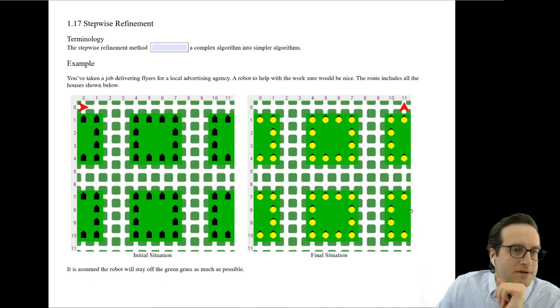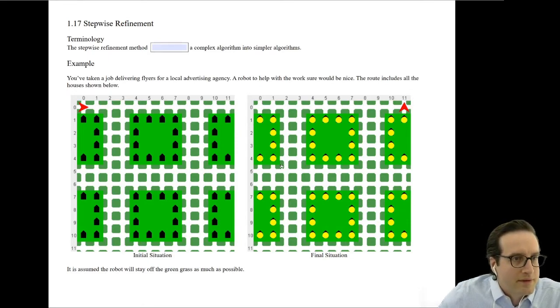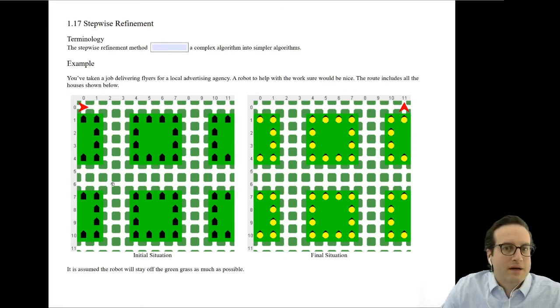So we have a problem here that we want to solve. We have a neighborhood and we need to deliver flyers to all the houses in the neighborhood. We're trying not to walk across the grass as much as possible, and we need to make an algorithm that will accomplish this task. So this is our starting situation, and when the algorithm is finished running, it's going to have delivered all the flyers to the houses like this.